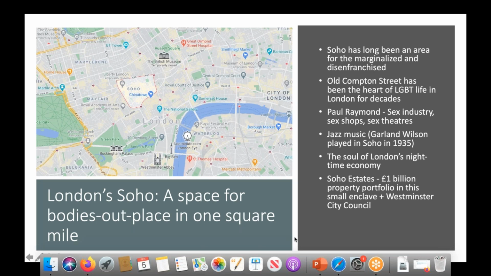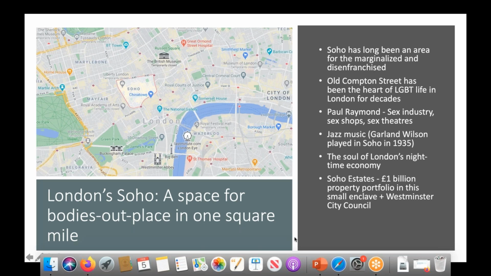It's also been home to the working class. For a long time, it's been down at heel, but very vibrant and convivial. It's also been the heart of LGBT life in London for decades. Old Compton Street is really the center of LGBT life in London, and has been for a long time. At the height of the AIDS crisis, this is where a lot of people came together. This is where gay men were able to meet in a space that was socially acceptable for LGBT communities.